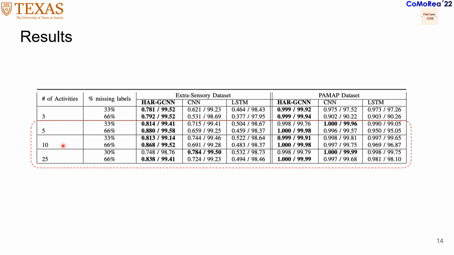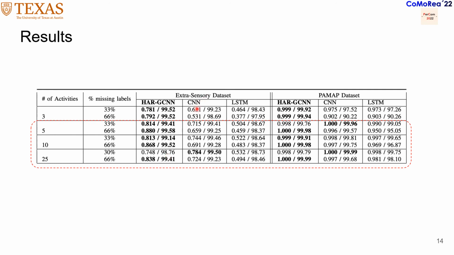If we have like 3 activities and one unknown one, in the case of 66%, we can have the same accuracy. If we have 5 activities, we still have almost the same accuracy. Once we go to 10, it is still the same, and 25 is also the same. So basically, this is a property that our model can generalize to whatever number of activities, and there is no reliance on the number of activities provided as an input.